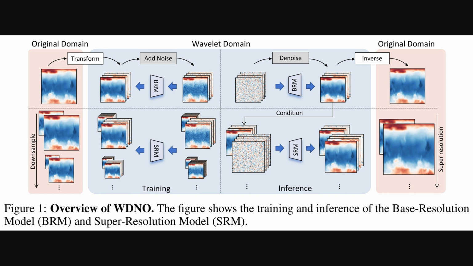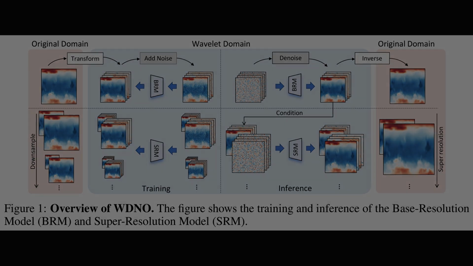What's really neat here is how it shows the two key components working together. The base resolution model, or BRM, on top, handling the standard resolution, and the super resolution model, or SRM, below, which is trained on downsampled data, but then used during inference to actually upscale the output, giving that zero-shot super resolution capability they mentioned. It visually lays out that multi-resolution strategy.